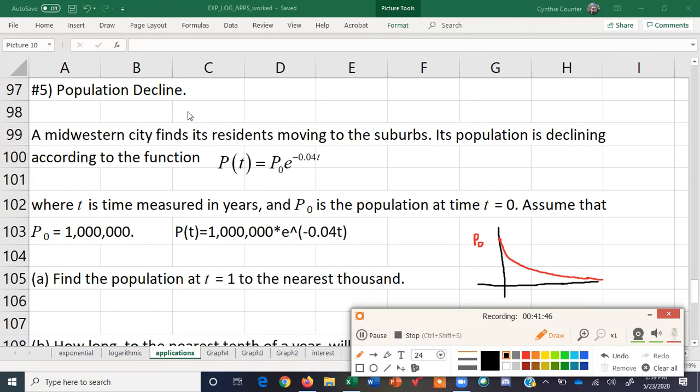So here we're actually having population decline as a Midwestern city's residents move to the suburbs. And this is the function modeling the decline. They're going to say, assume at time t equals 0, p of 0, this is the initial population. They're telling us assume it's 1,000,000. So we replace the p of 0 with 1,000,000, and p of t is 1,000,000 times e to the negative 0.04t.